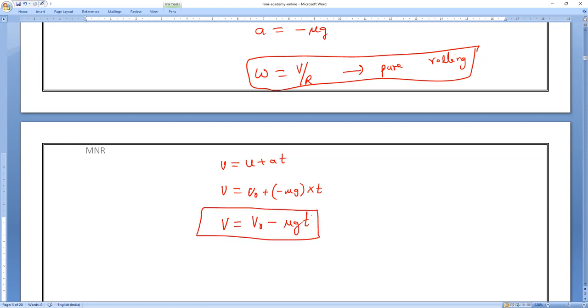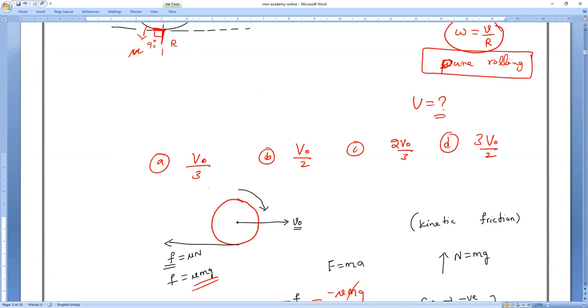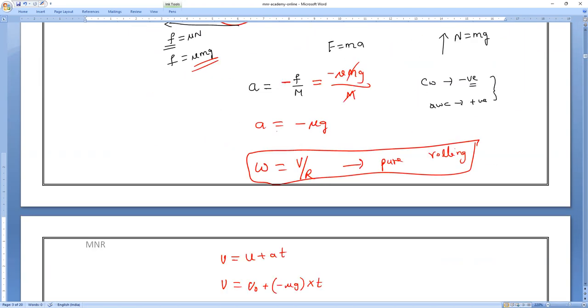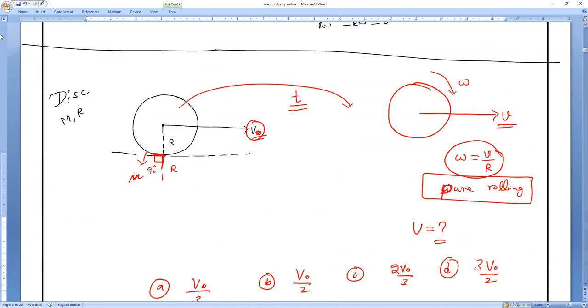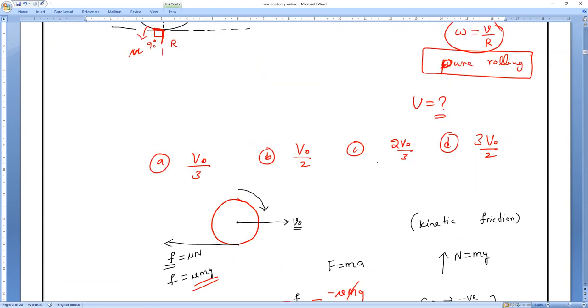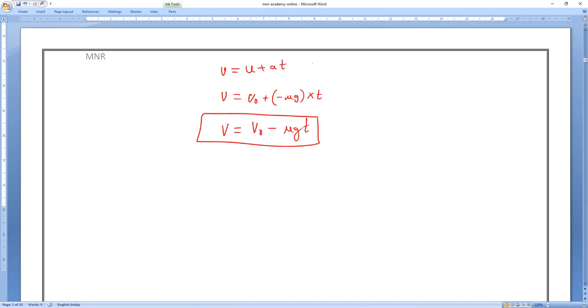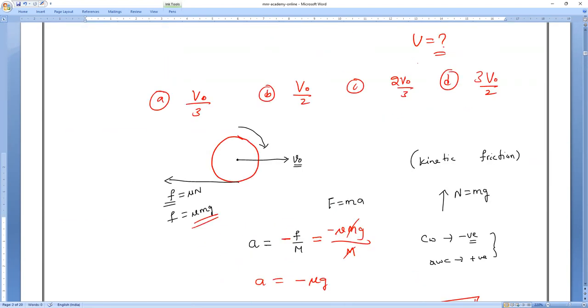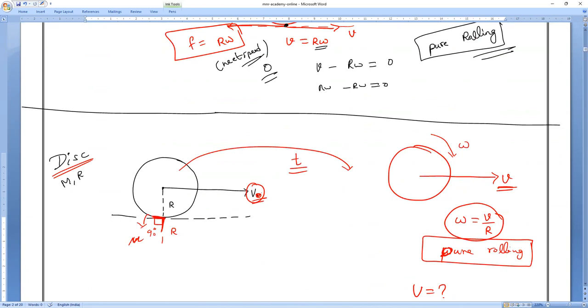But our options are 2V naught by 3, V naught by 2, 3V naught by 2, like that. So let us work it out. First of all, observe very carefully. What is the given body? It is a disc. So if it is a disc, let me take the initial angular velocity. The velocity is V naught, present perpendicular on the surface.